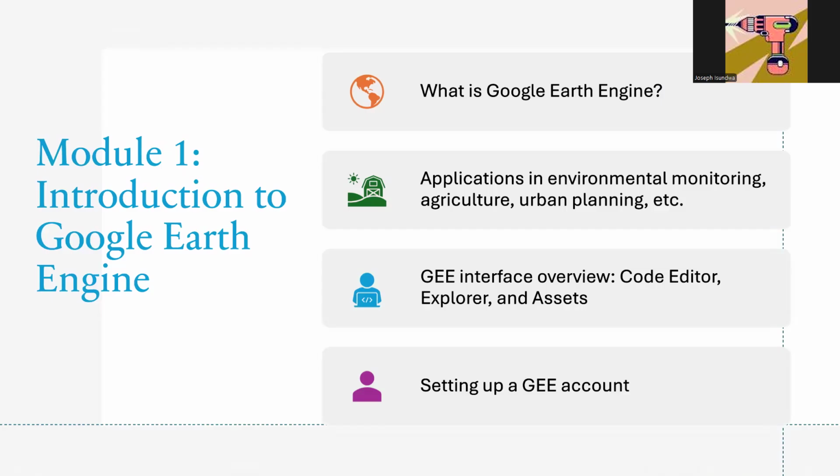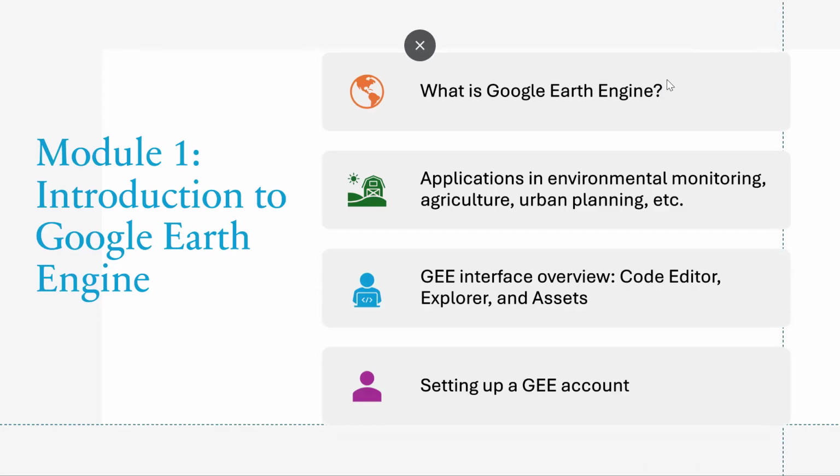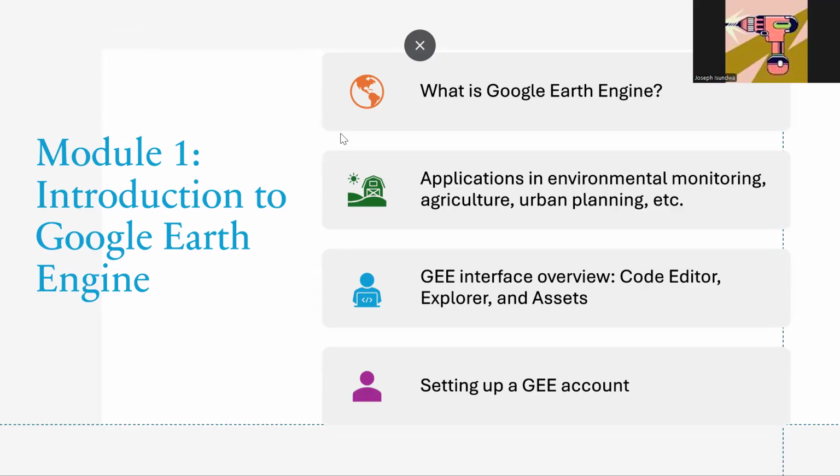So in this course, we are going to work in modules, and these modules will be covering things as we progress. So the first module will be an introduction to Google Earth Engine. As we know, the first thing we start with is the introduction. Under the introduction, we will get to know what Google Earth Engine is. We will get to know what the applications of Google Earth Engine are in environmental monitoring, agriculture, and urban planning. Of course, it has applications that cut across, but these are what we are going to see, among others.